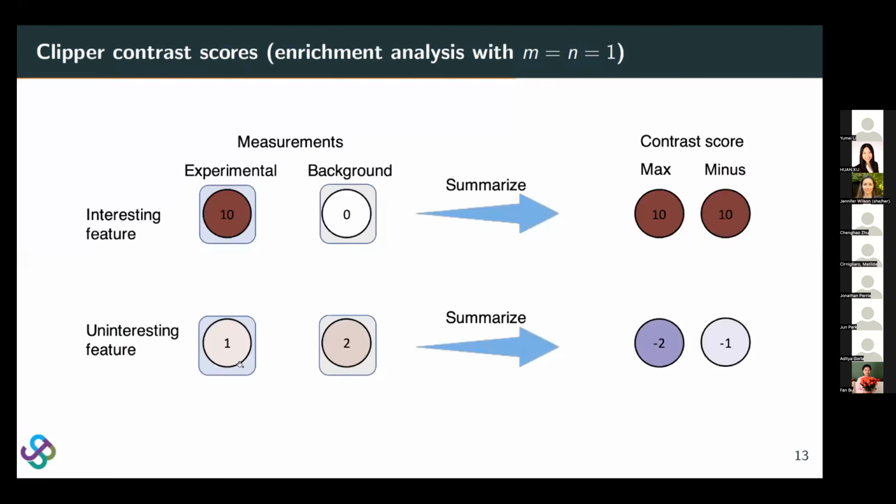And here is a cartoon illustration for the contrast scores. Here we only have two features and two replicates. We can define the maximum contrast score as the maximum of these two measurements, and its sign is positive if the experimental condition has higher values and negative if the background condition has higher values. Similarly, we can define the minus contrast score as the difference in means. So we can see that the definition of contrast scores is very simple.